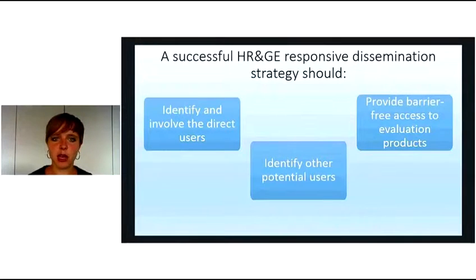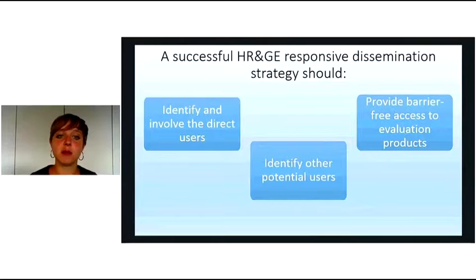So getting more specific, a successful human rights and gender equality responsive dissemination strategy should do three things. First, based on the stakeholder analysis, it should identify and involve the direct users of the evaluation. Second, it should identify other potential users who may benefit from the evaluation findings. These could be, for example, international and national human rights groups, women's rights and gender equality groups, and other civil society organizations, human rights duty bearers not directly involved in the project, and evaluation networks. Third, it should provide barrier-free access to the evaluation products.